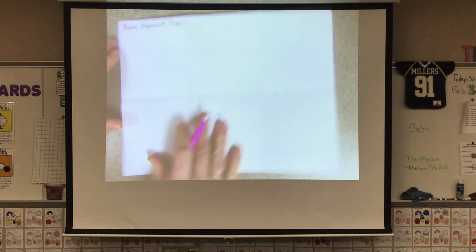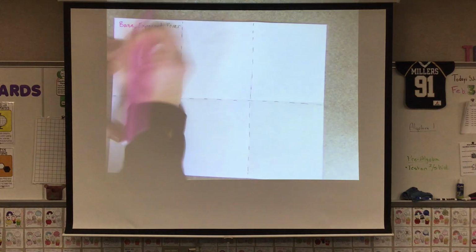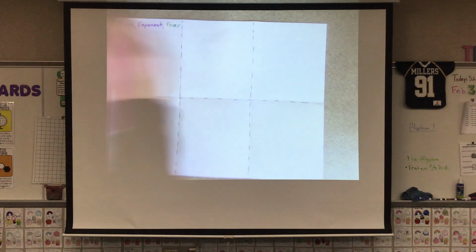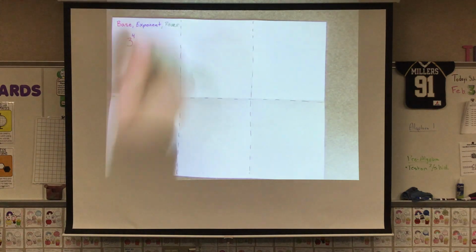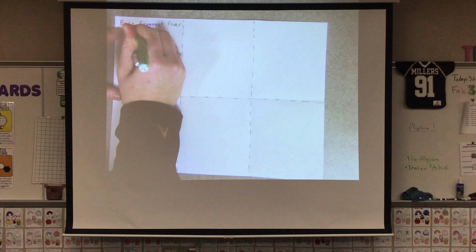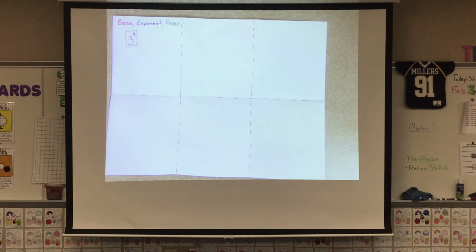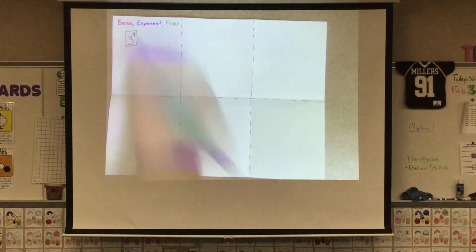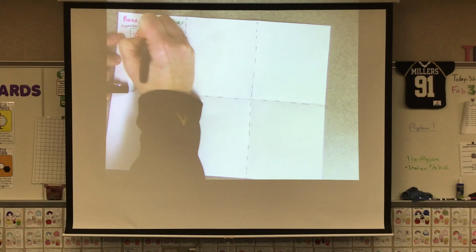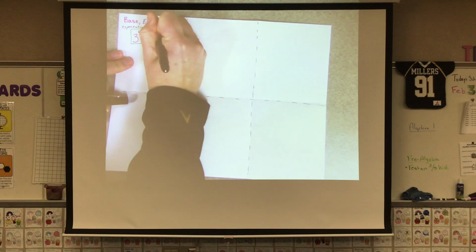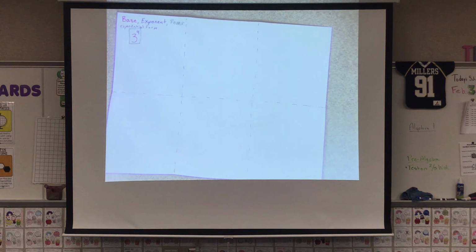All right, so when we talk about this, we have, let's say, 3 raised to the 4th, and then the entire thing is what we would call the power. Okay, now also, this right here is known as exponential form. The word exponent is in that because we are writing it in the actual form that it is in.